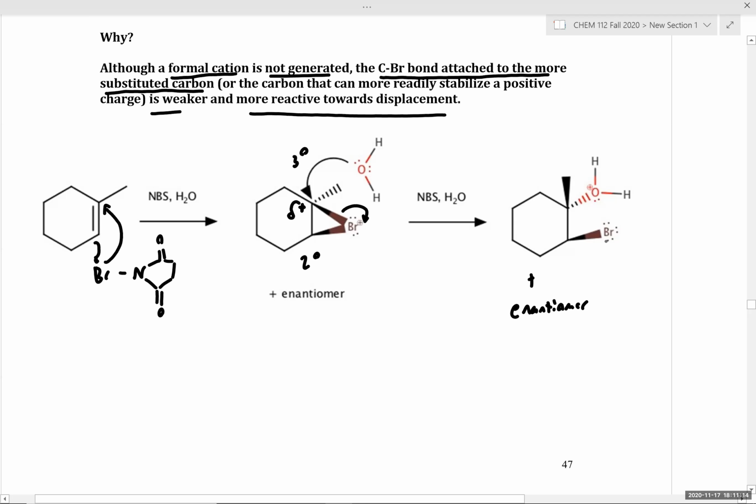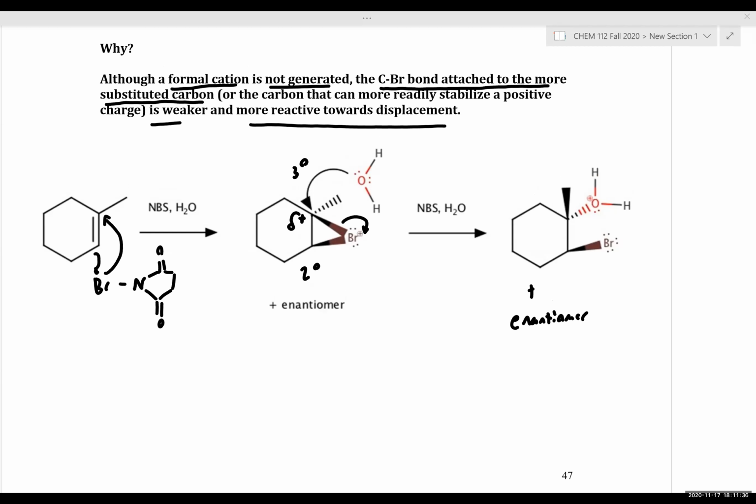Okay. And the way that you can think of this, as it's indicated in the drawing, the carbon-bromine bond attached to the more substituted carbon is weaker, and as a result, that tertiary carbon has a little more cationic character than our secondary carbon. And because this carbon-bromine bond is weaker, it's much easier to attack at the tertiary position to open up this bromonium intermediate. Does that idea make sense to everyone? Does this underpinning for the mechanism make sense to everyone?